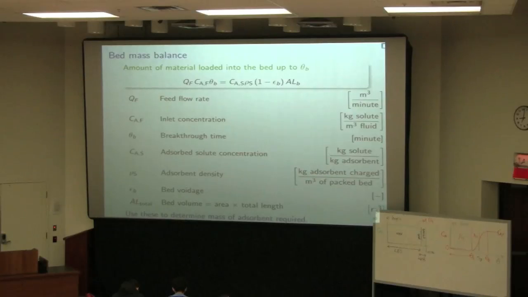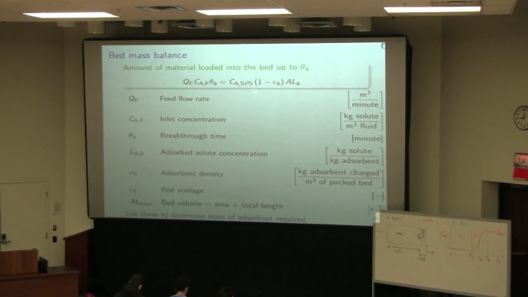We've got a bed of a certain cross-sectional area A of total length L total. So that's the total volume of adsorbent I've used. So that's the last part of the bed, A of such a B, 1 minus epsilon B. Epsilon B corresponds to the voidage of the bed. So essentially it says that I may have a certain volume of my bed, but only some fraction of that is actually occupied by the adsorbent. 1 minus epsilon B then gives me that volume fraction.